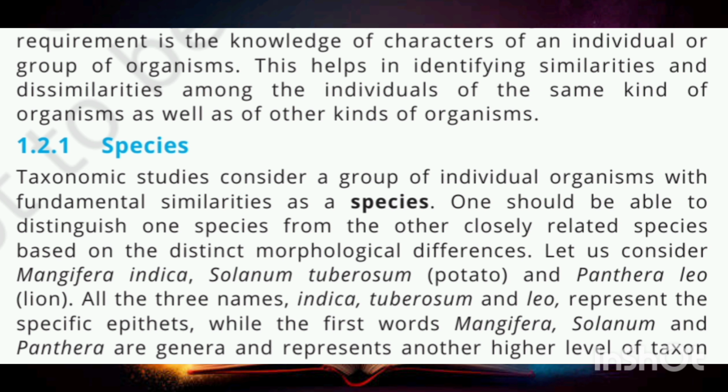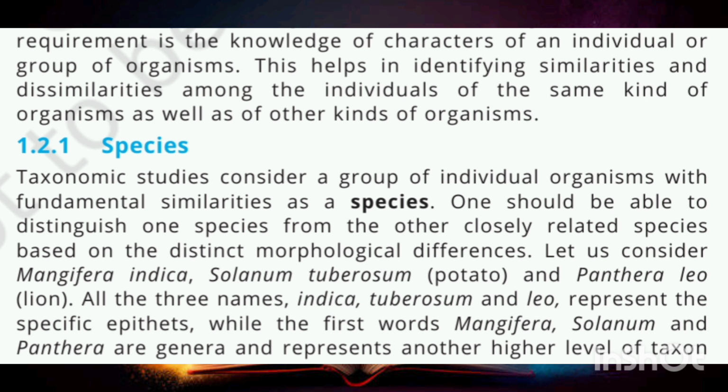This helps in identifying similarities and dissimilarities among the individuals of the same kind of organisms as well as of other kinds of organisms. Identification: Species. Taxonomic studies consider a group of individual organisms with fundamental similarities as a species. One should be able to distinguish one species from the other closely related species based on the distinct morphological differences.